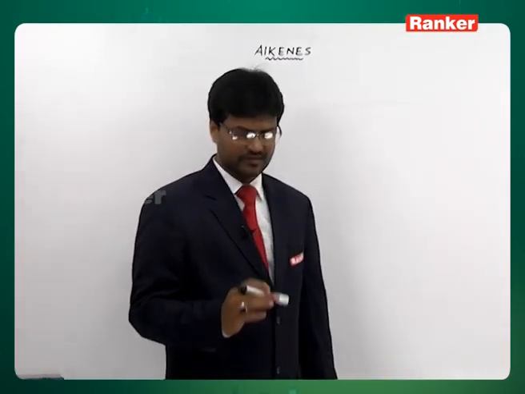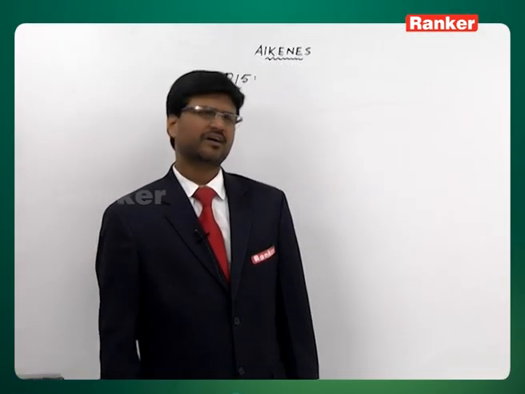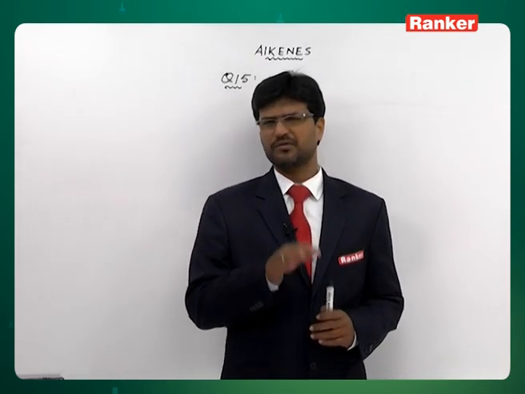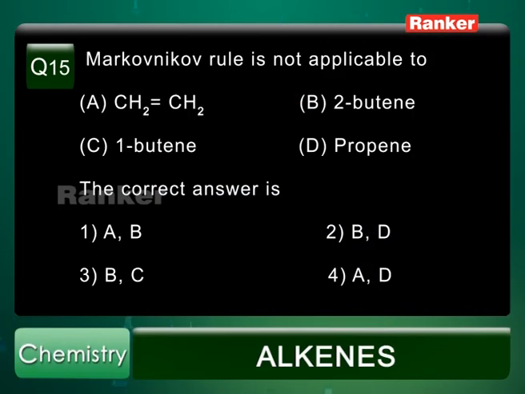Question number 15. Markovnikov's rule is not applicable to A. ethene, B. 2-butene, C. 1-butene, and D. propene. Remember, Markovnikov's rule is not applicable for symmetrical alkenes. It is applicable only for unsymmetrical alkenes. When you look at the options, you realize that ethene and 2-butene are symmetrical alkenes. So, the correct answer must be AB.